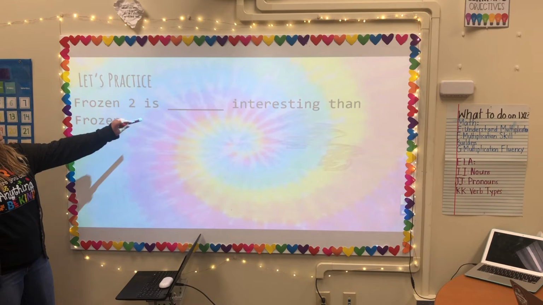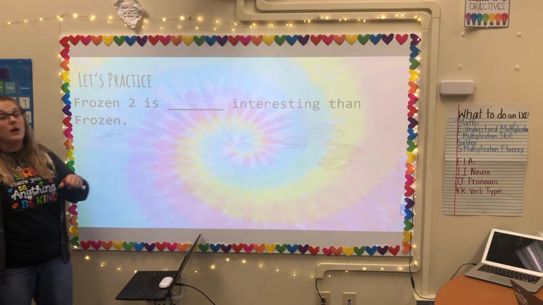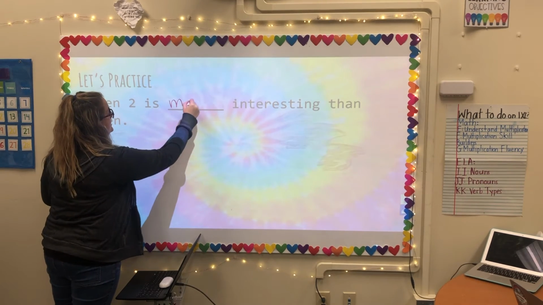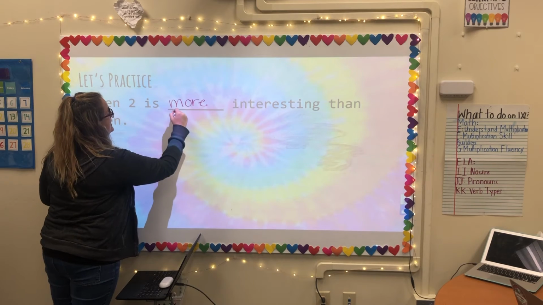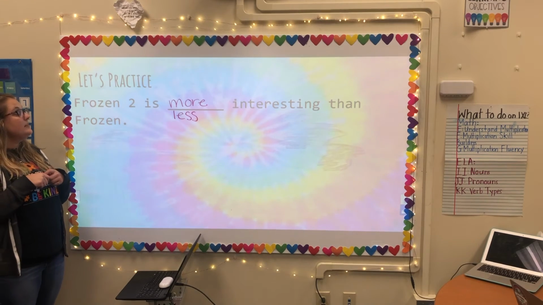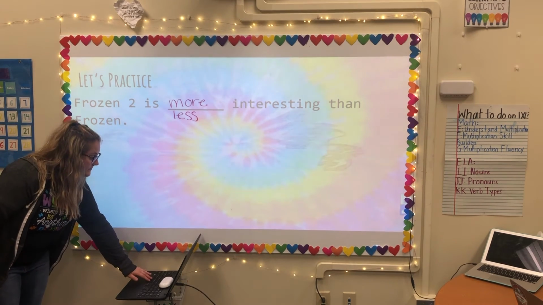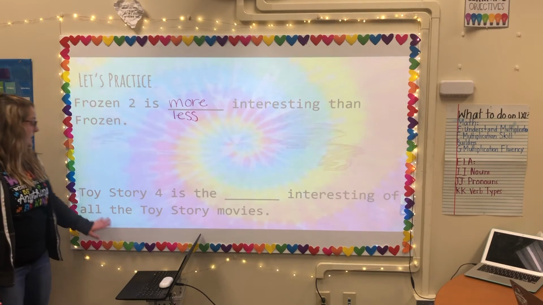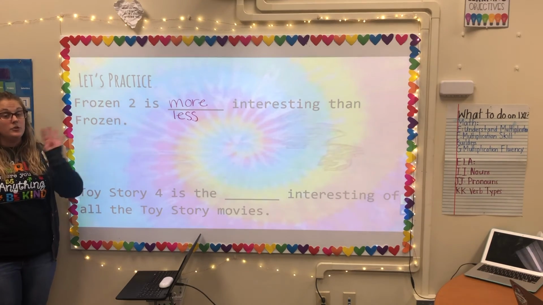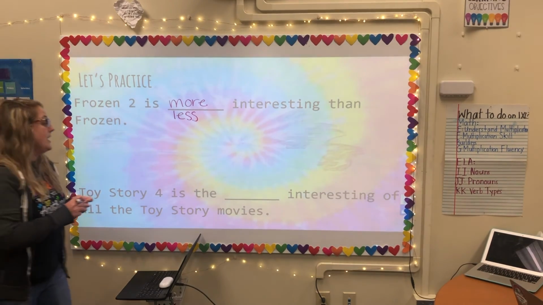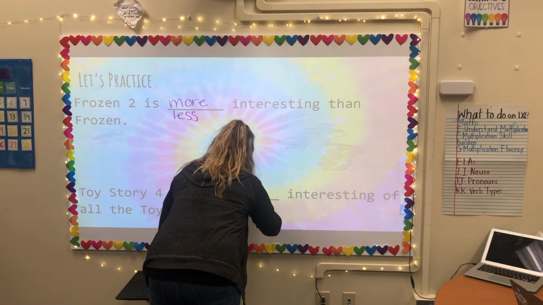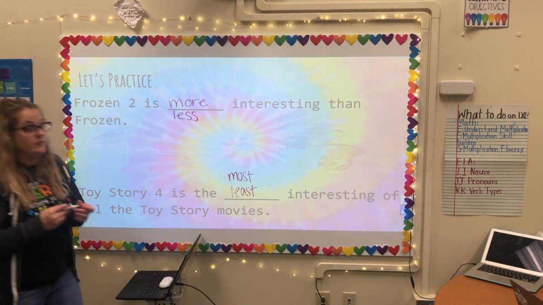Frozen 2 is blank interesting than Frozen. Well, there's 2 Frozen movies, so we're saying it's more interesting, or you could say less interesting depending on what your opinion is. More interesting than Frozen or less interesting than Frozen. But now, our last one is Toy Story 4 is the blank interesting of all the Toy Story movies. So there's 4 that we're comparing. So you would say it's the most interesting or the least interesting of all of the movies.